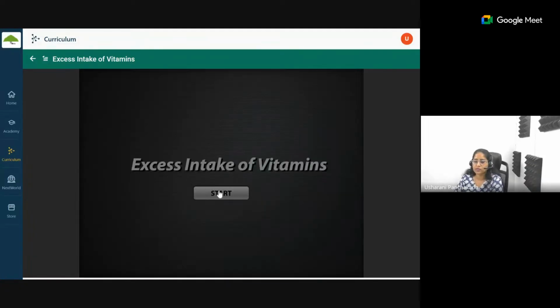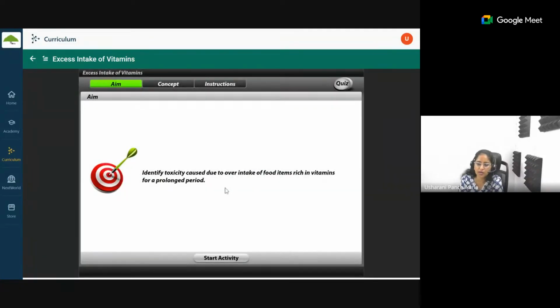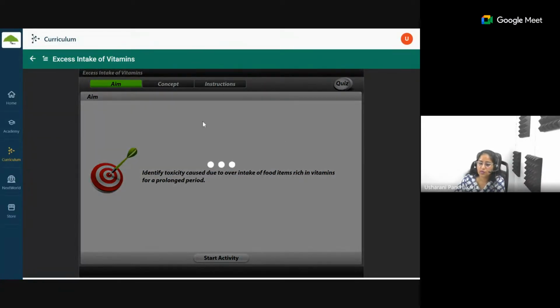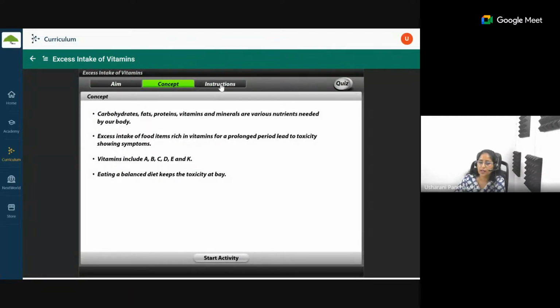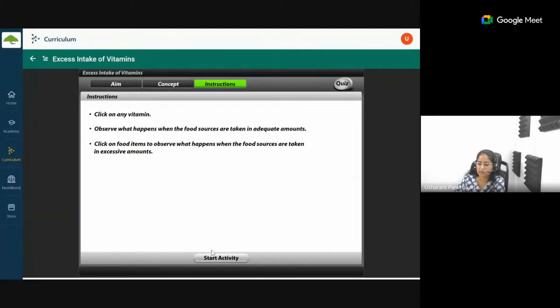The next one, as we said here, we should not confine strictly to the book. We should even tell them that, so that they relate it to what is happening in their real life scenarios. Now this is one more where we are talking about identifying the toxicity caused. So what happens when you eat too much? That is also toxic to the body. This is a concept which we are discussing, and the instructions on how to operate it, the step-by-step navigation.